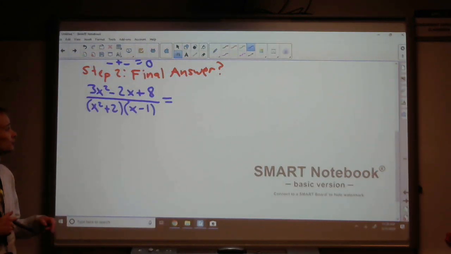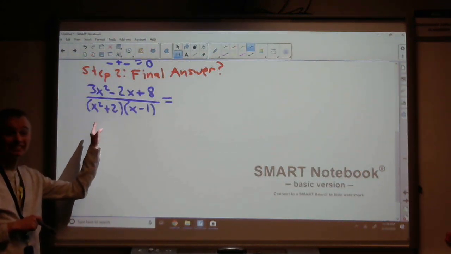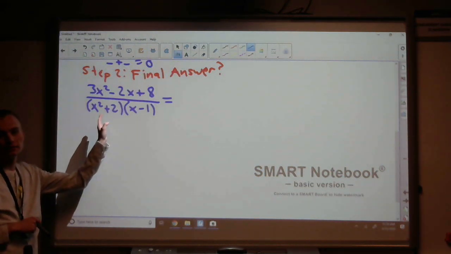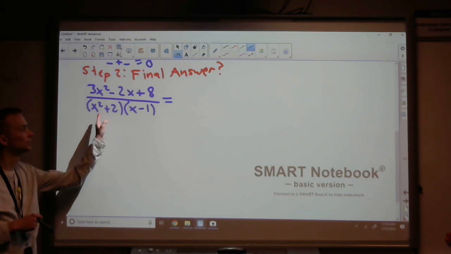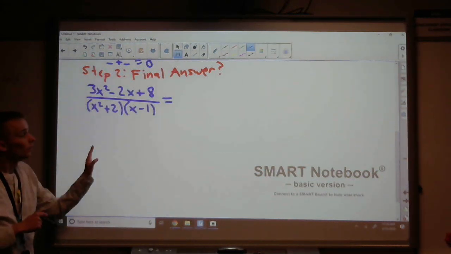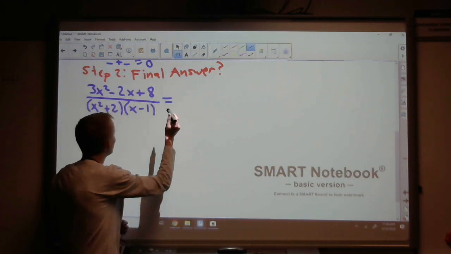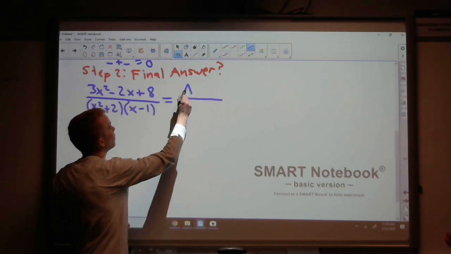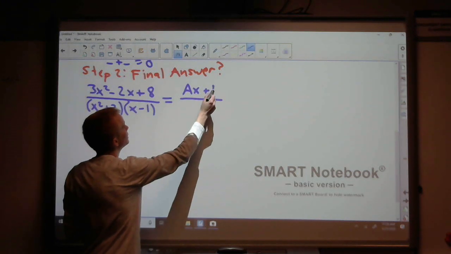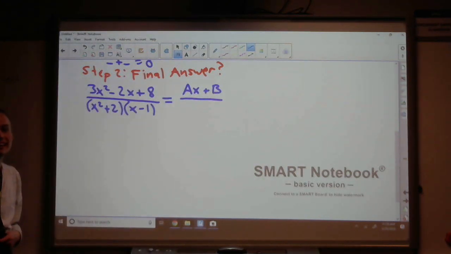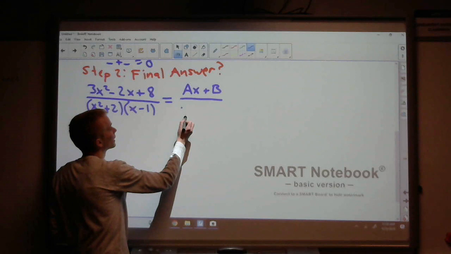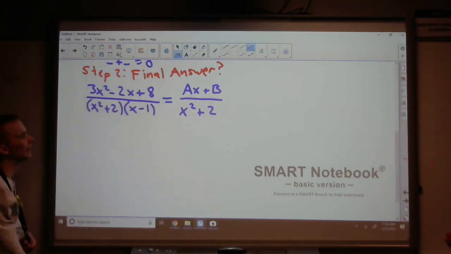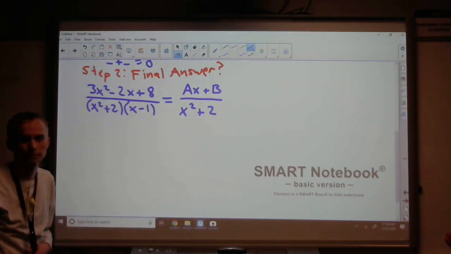Okay, and it doesn't factor any more than that, right? This is a quadratic factor that is irreducible. It can't factor. So when I do my thing over here, I'm not just going to have a number on top. I'm going to have an ax plus b, a linear thing, because this is quadratic. Okay, so x squared plus 2 is on the bottom, and then a linear function is on top. Okay?